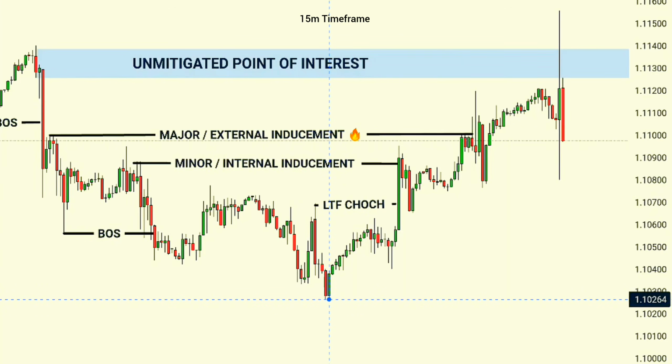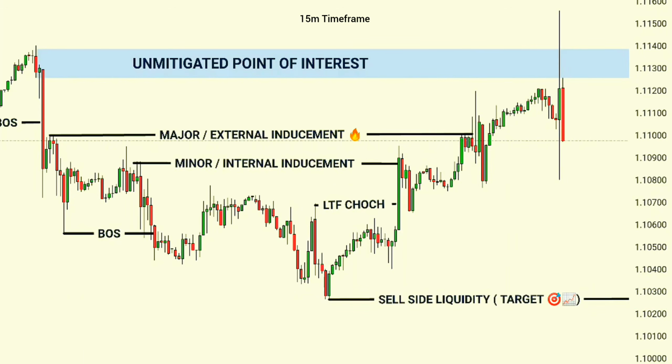Sell-side liquidity forms when price creates equal lows or clear previous lows where many traders place their stop losses. On this chart, the market leaves visible lows at the bottom, which attract attention. Many traders who bought earlier keep their stop losses below those lows. That area becomes a pool of pending sell orders. Larger participants aim to push price into that zone to collect liquidity.